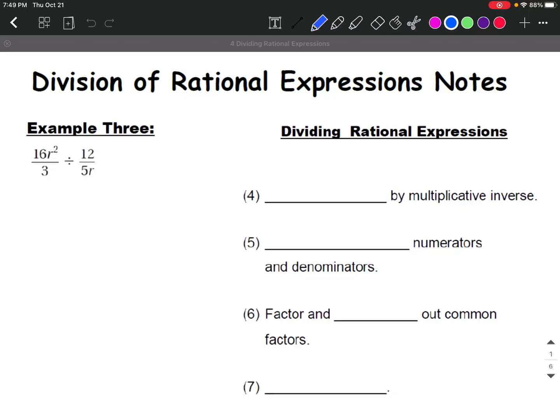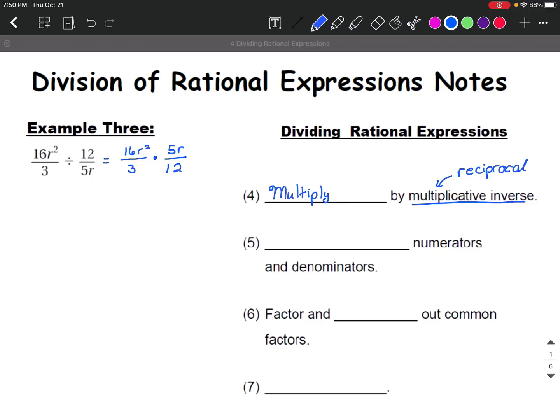Now the key to division is actually multiplication. So in order to divide by a fraction, we actually multiply by the multiplicative inverse. Now what is a multiplicative inverse? That's just a reciprocal. So a reciprocal is when you turn the fraction upside down. So for instance, this division problem becomes 16r squared over 3 times, division becomes multiplication, and we flip the second fraction. And there we go, 5r over 12.